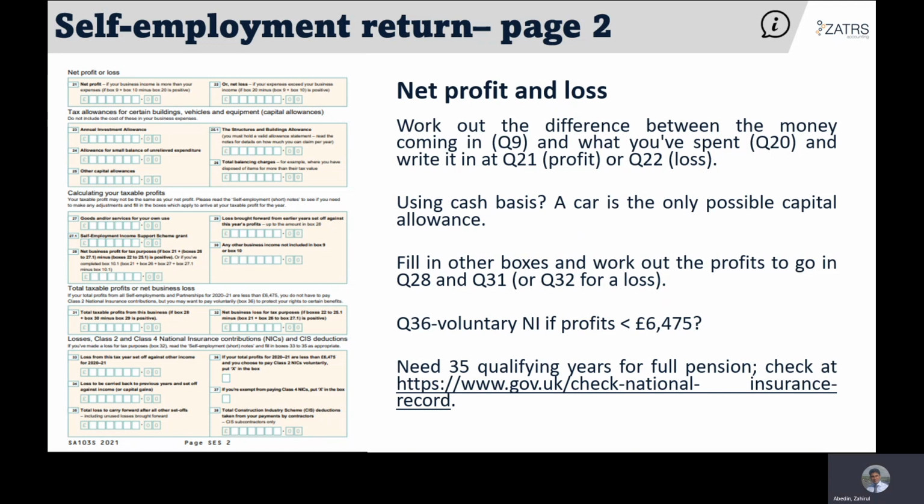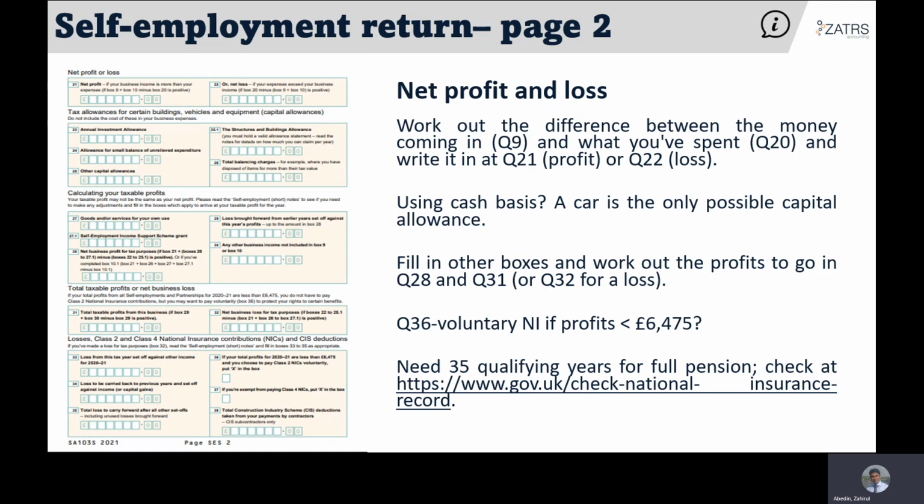When you do the online return, these sorts of things are worked out for you automatically, so you don't have to be doing the calculations. The next set of boxes relates to what are called capital allowances. These are the allowances for buying big bits of kit, which are going to last years and years typically.